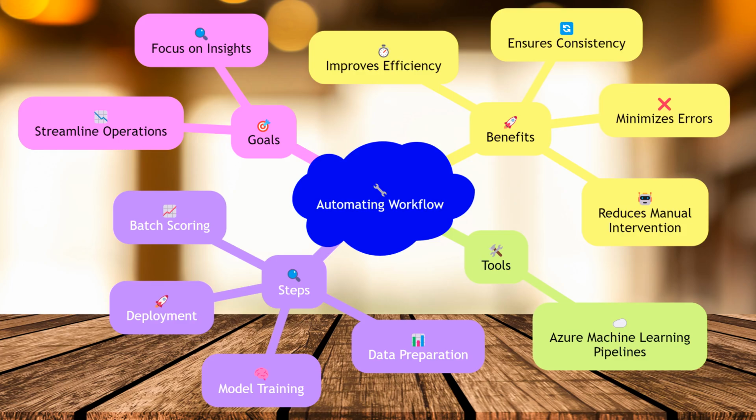Automating the batch scoring and retraining workflow can significantly improve efficiency and consistency. This can be achieved using tools like Azure Machine Learning Pipelines, which allow you to define and automate the steps involved in data preparation, model training, deployment, and batch scoring. Automation reduces the need for manual intervention, minimizes errors, and ensures that the workflow runs smoothly and consistently. Implementing automation helps streamline your operations and allows you to focus on deriving insights from the results.